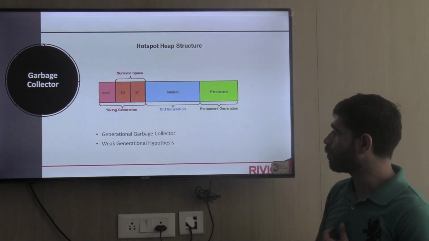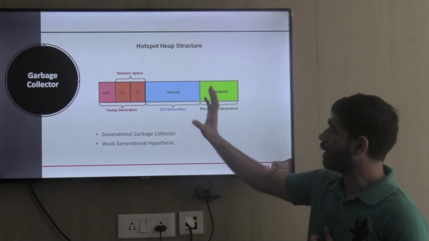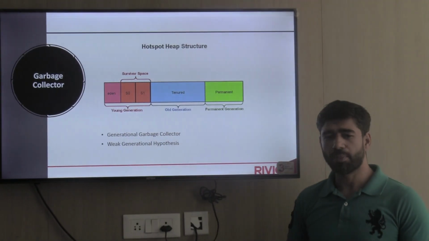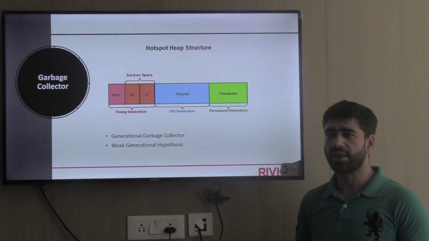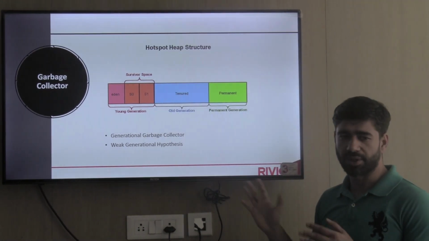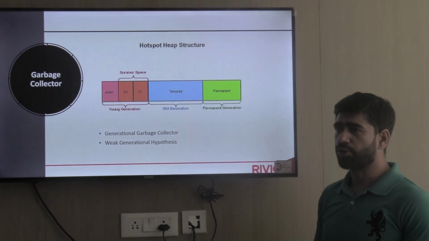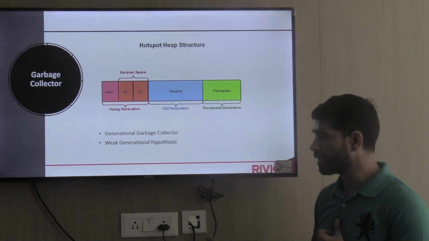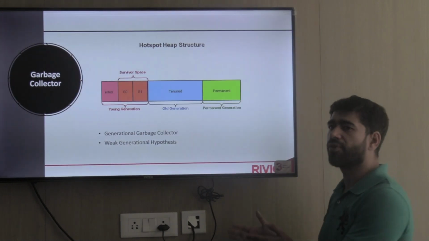Now there's something called the weak generational hypothesis, and the whole idea is based on that. It means that either your objects will die young, and if they don't die, they will remain for a long time. So that is your weak generational hypothesis. Either the objects you create will get garbage collected very soon, or if they are not getting collected very soon, it means they're going to live long.